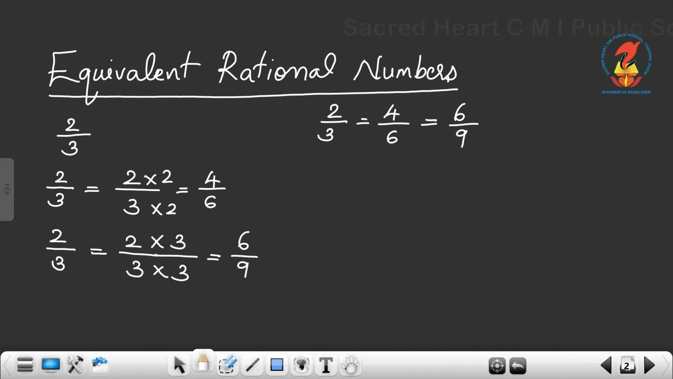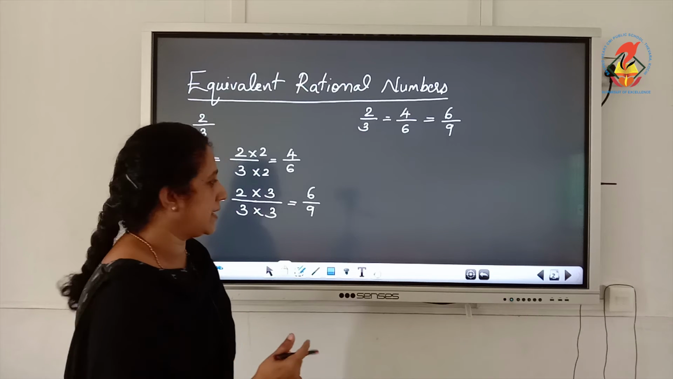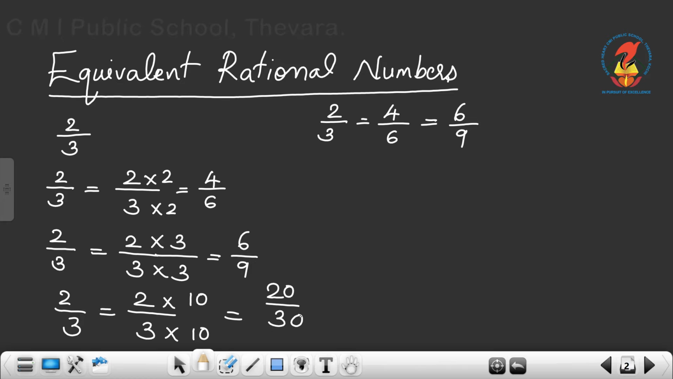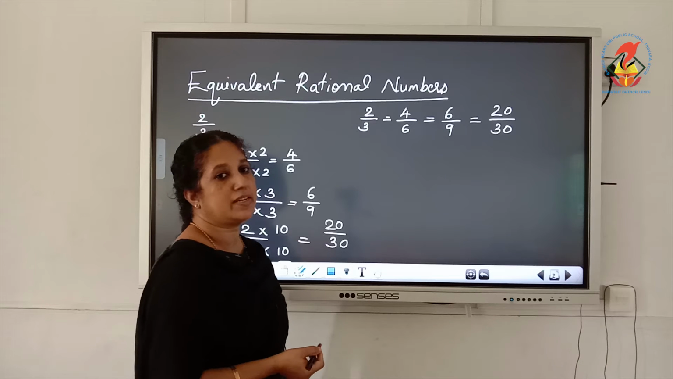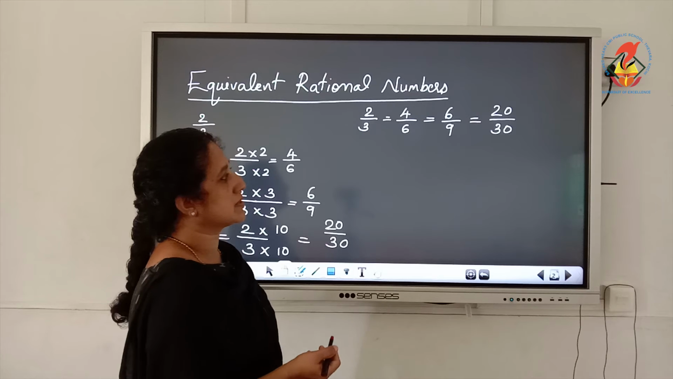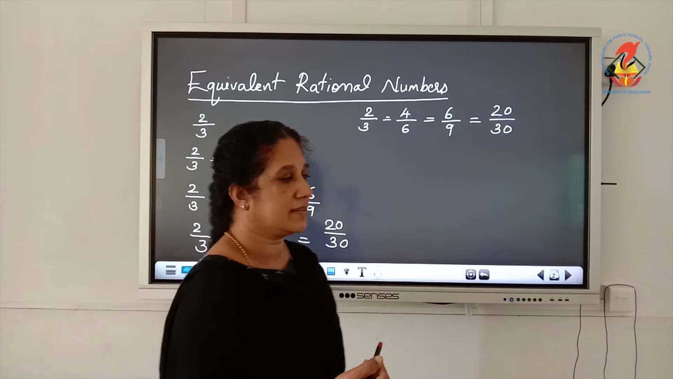Suppose we want one more rational number equivalent to 2 by 3. So 2 by 3 multiplied by 10 by 10 is equal to 20 by 30. So 20 by 30 is another equivalent rational number. All these rational numbers are equal to each other and we can call them equivalent rational numbers. So 2 by 3 is equal to 4 by 6, which is equal to 6 by 9, which is equal to 20 by 30.